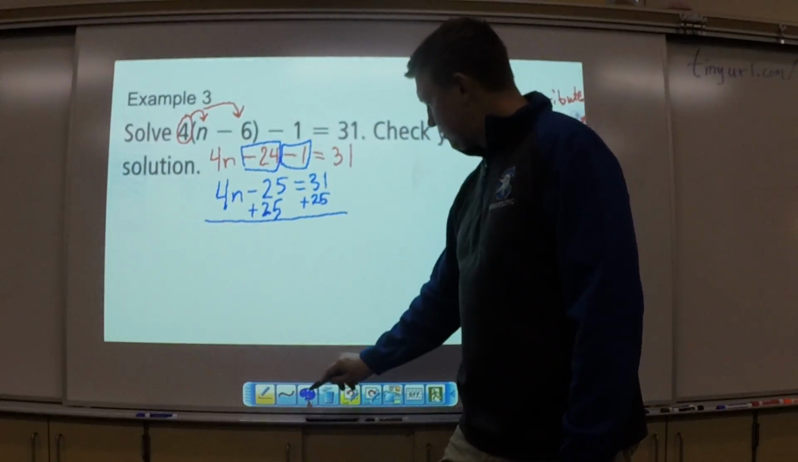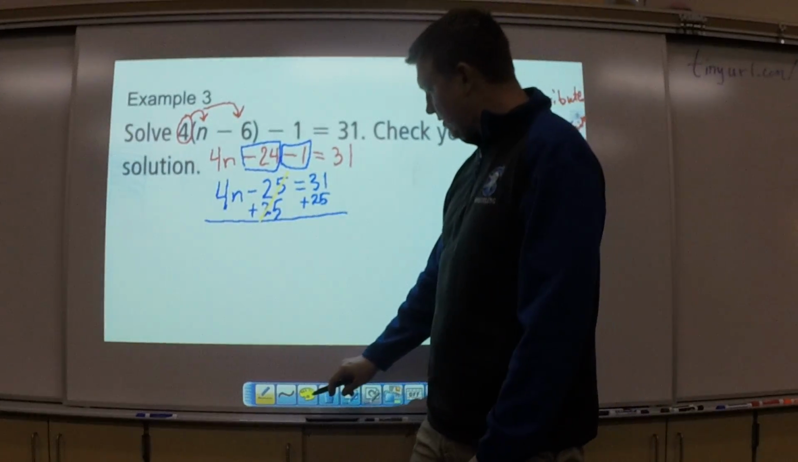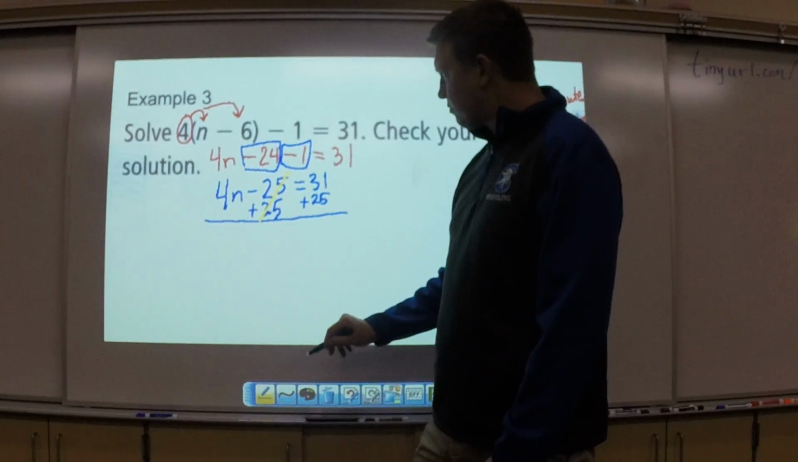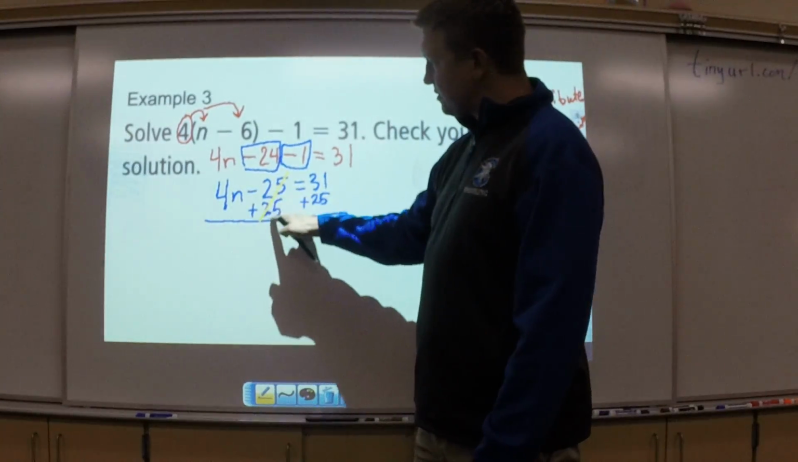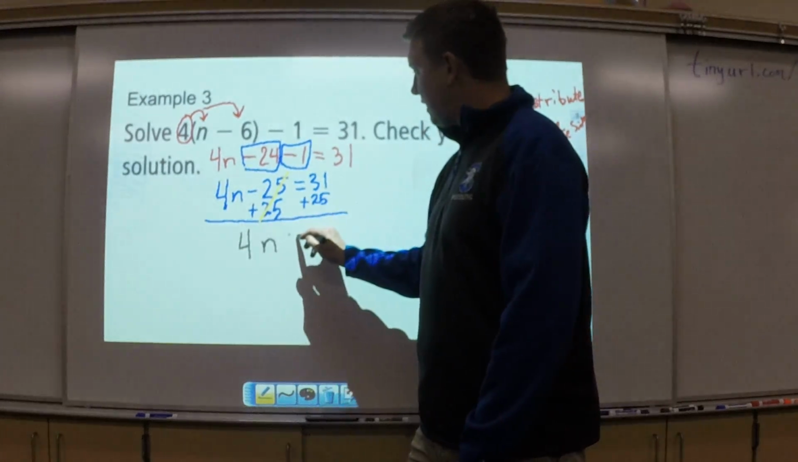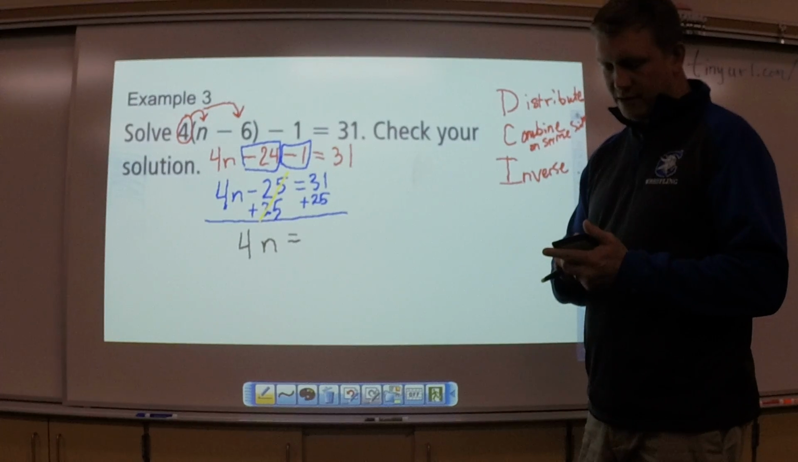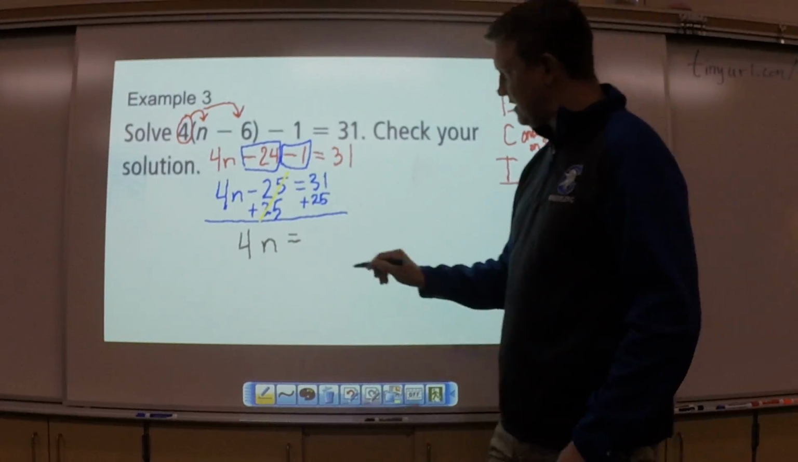Okay, so then these cross out. Here, let me just do this. There we go. You get a cross out on it like that. And then I rewrite it. 4n, because these are opposites, they turn into 0. I drop down 4n equals, and what is 31 plus 25 would be 56.